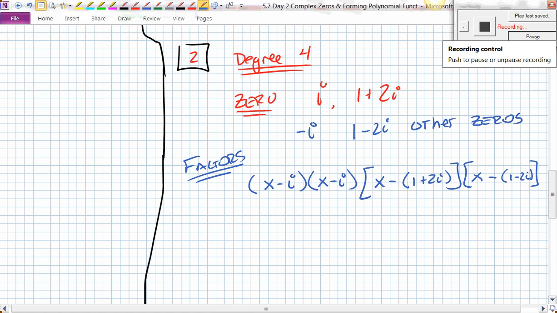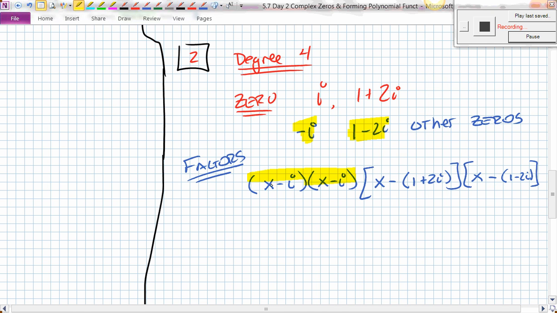Okay, so I decided to just walk you guys through this, so hopefully you have it. First thing I wanted to do is find the other zeros. So since i is a zero, negative i is a zero. Since 1 plus 2i is a zero, 1 minus 2i is another zero. So what I'm going to do is multiply my factors together. I'm going to multiply these two factors together. Then I'm going to multiply these gnarly factors together.